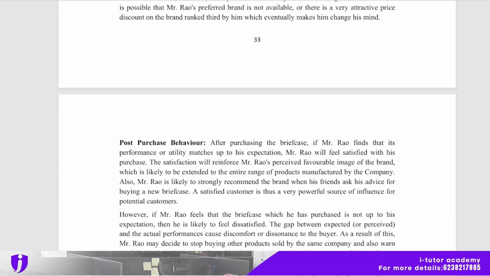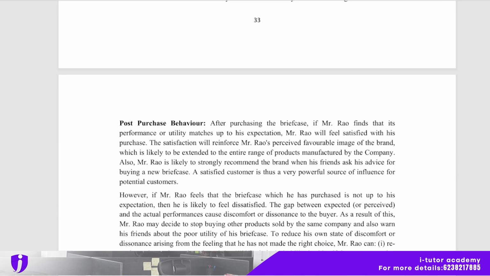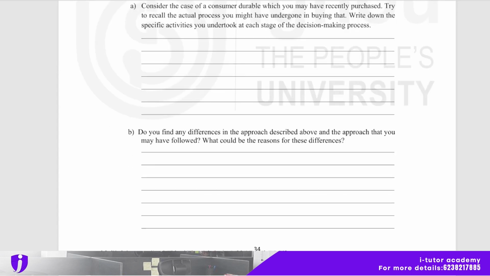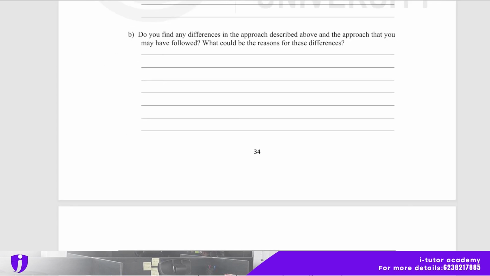And post-purchase behavior. After purchasing the briefcase, if Mr. Rao finds that its performance or utility matches up to his expectation, Mr. Rao will feel satisfied with his purchase. The satisfaction will reinforce Mr. Rao's perceived favorable image of the brand, which is likely to be extended to the entire range of products manufactured by the company. And Activity 8 is here based on this content. Just try to do it, it will be clearer for you.